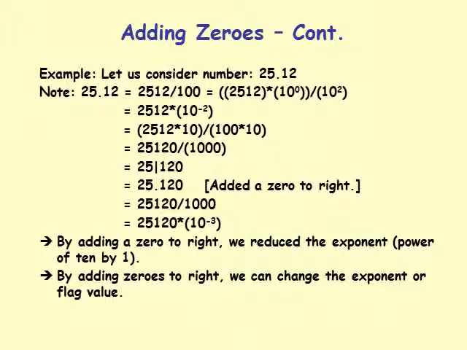Let's continue here. By adding a 0 to the right, we reduce the exponent power of 10 by 1. We reduce the exponent power and we added a 0. Okay? Let's continue. By adding 0 to the right, we change the exponent or the flag value.